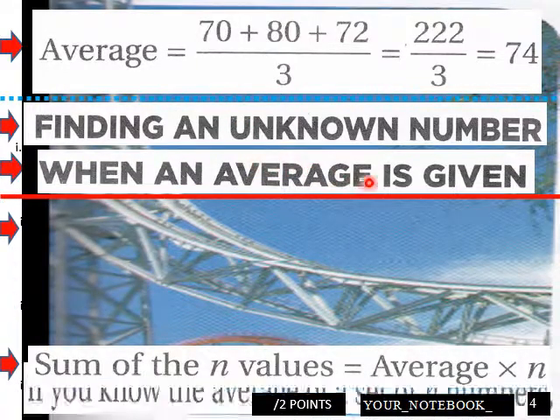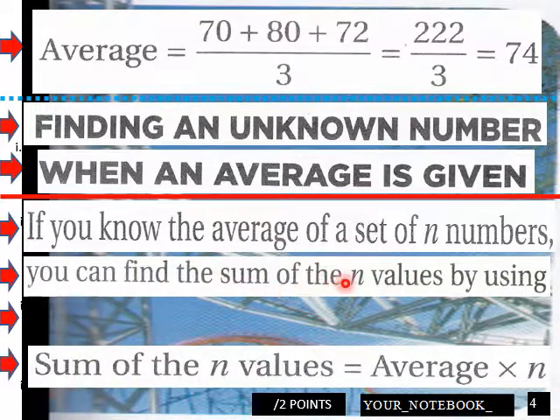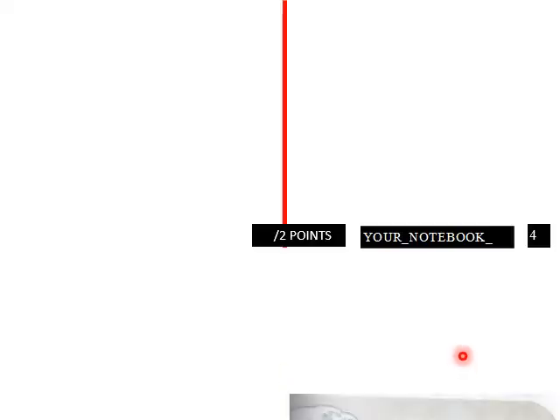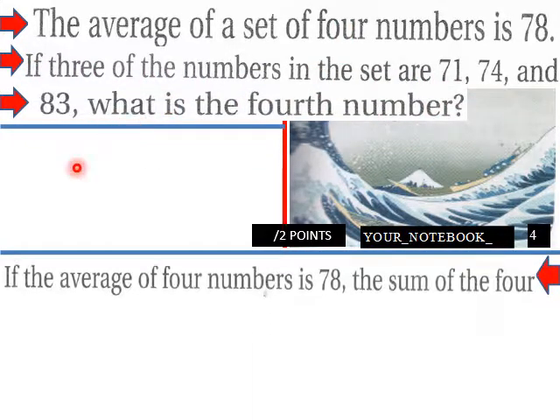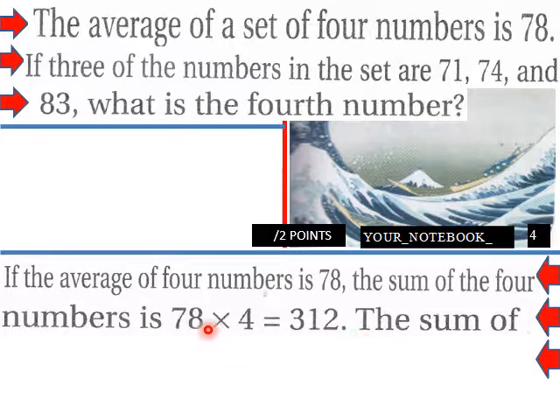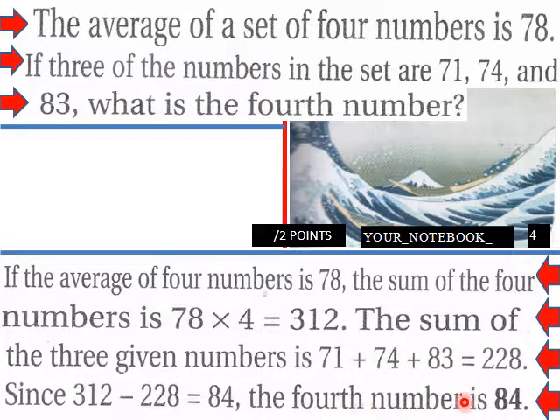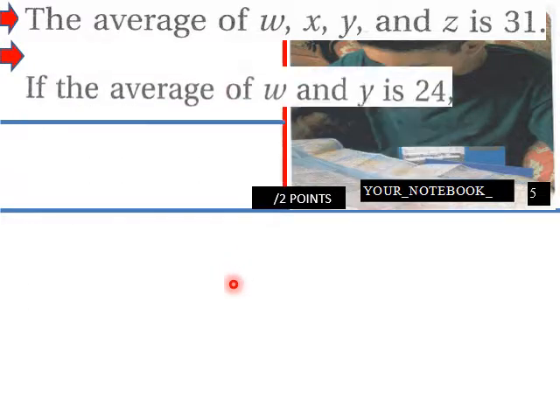Finding an unknown number. When an average is given, if you know the average of a set of n numbers, you can find the sum of the n values by using this relationship here. Sum of the n values equals average times n. So the average of a set of 4 numbers is 78. If 3 of the numbers in the set are 71, 74, and 83, what is the fourth number? So 78 times 4 would be 312, which is what you have to go after. Here you got 228, so the fourth number would be 84. That would be how you could use the average to find what the missing number is.